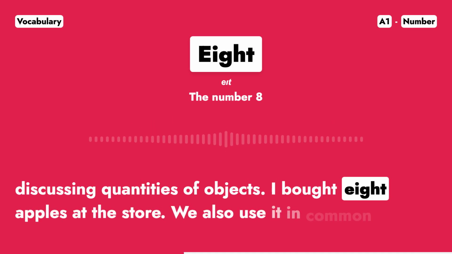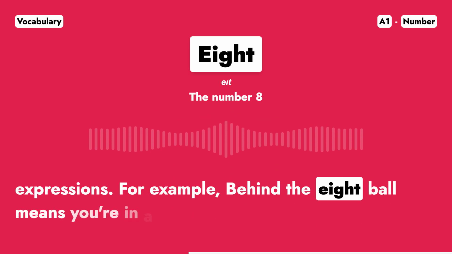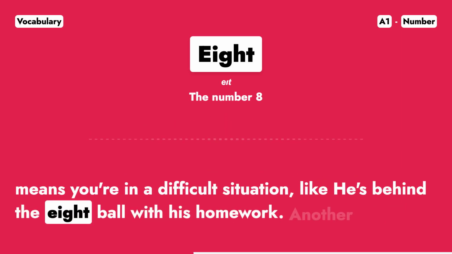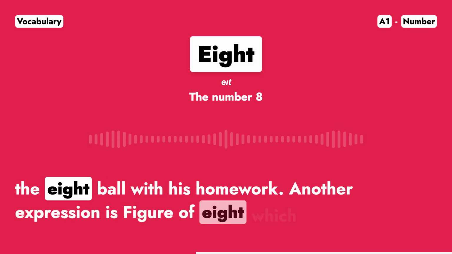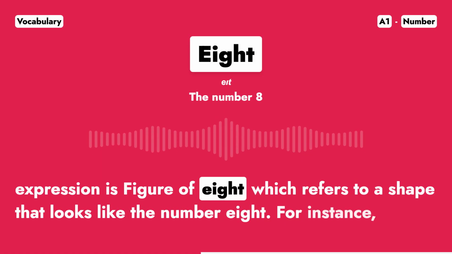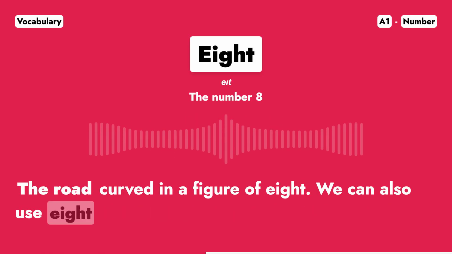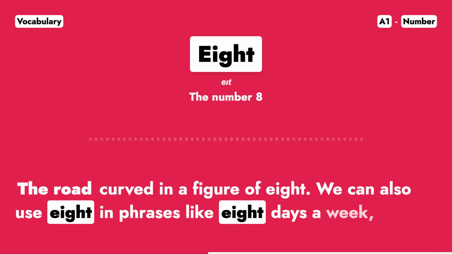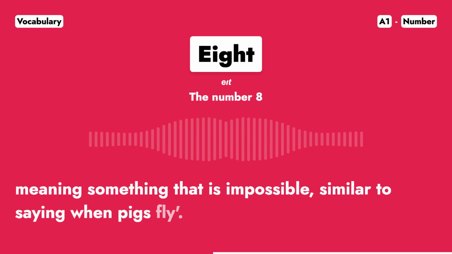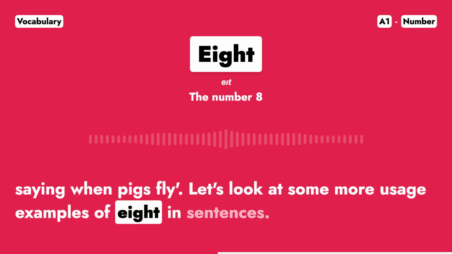We also use it in common expressions. For example, behind the 8 ball means you're in a difficult situation, like he's behind the 8 ball with his homework. Another expression is figure of 8, which refers to a shape that looks like the number 8. For instance, the road curved in a figure of 8. We can also use 8 in phrases like 8 days a week, meaning something that is impossible, similar to saying when pigs fly.